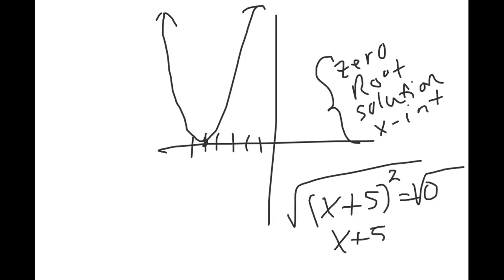Square root of 0 is 0, look at that. And then you subtract 5 from both sides, guys, you get x is equal to -5. I was just making a point, but you really shouldn't be taking the square root of both sides to solve this one out. So there's various techniques.